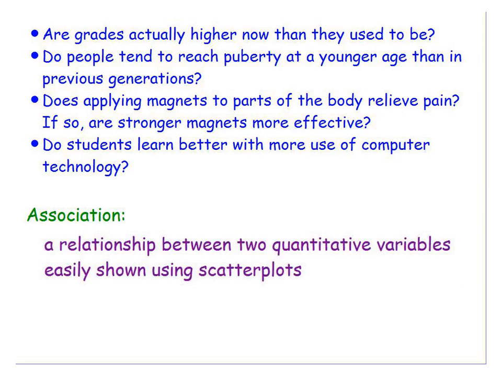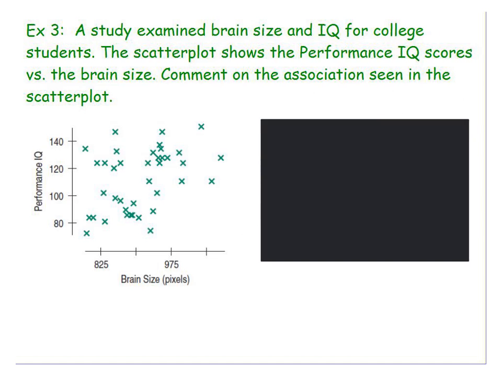An association is simply a relationship between two quantitative, must be quantitative, variables. And it can easily be shown using a scatter plot. So an association is simply, are they somehow related? So let's look at a couple of questions. A study examined brain size and IQ for college students. The scatter plot shows the performance IQ scores versus the brain size. Comment on the association seen in the scatter plot.